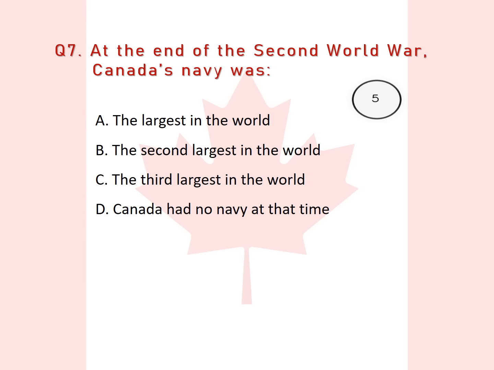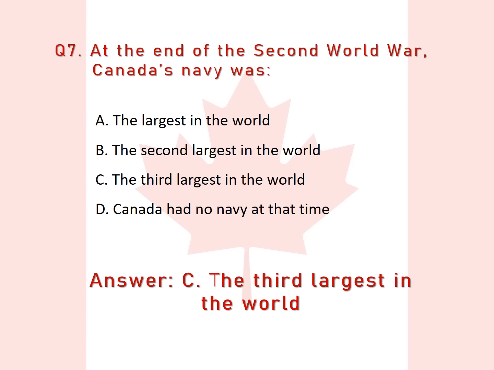At the end of the Second World War, Canada's navy was option A. The largest in the world. Option B. The second largest in the world. Option C. The third largest in the world. Option D. Canada had no navy at that time. Answer is option C. The third largest in the world.